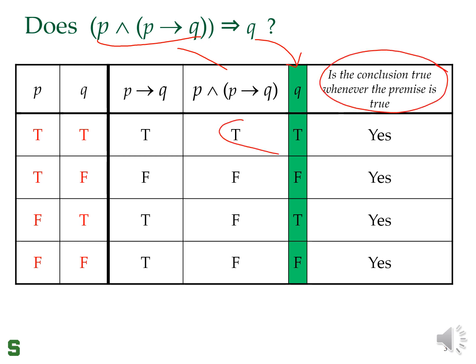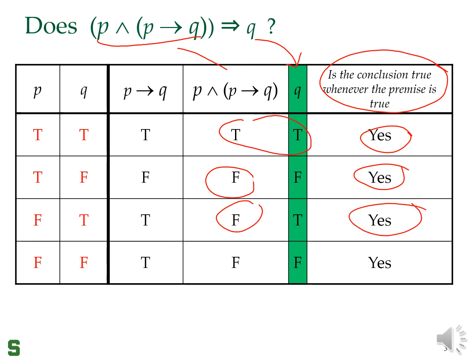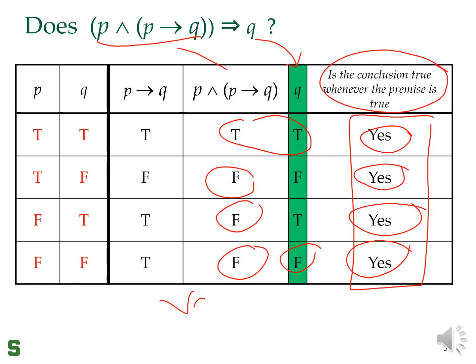Right here, both are true, we are good. Here the premise is false, so I don't really have to worry about the conclusion, so I'm good. Here as well. Here also the premise is false, I'm good. Here premise is false, I'm good. And I have yes in all of these rows, and that means that this is a valid proof. Every instance where the premise is true, the conclusion is true as well.